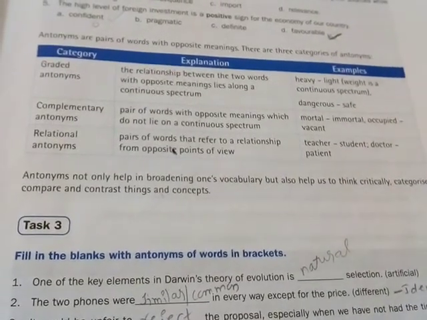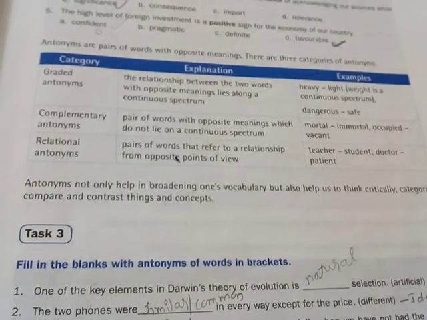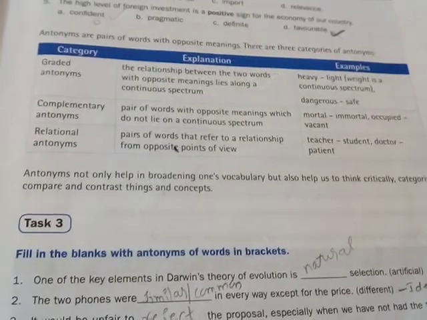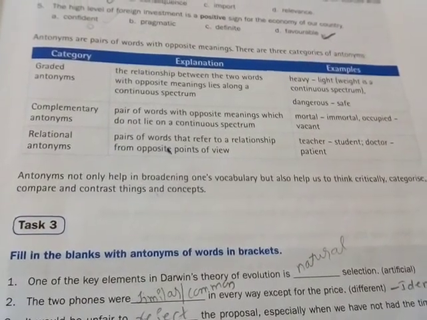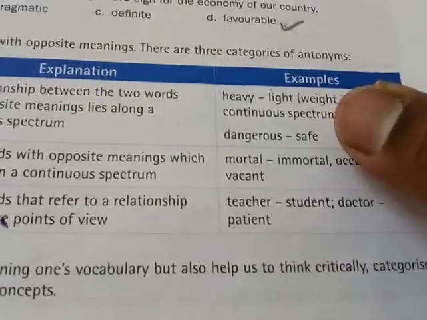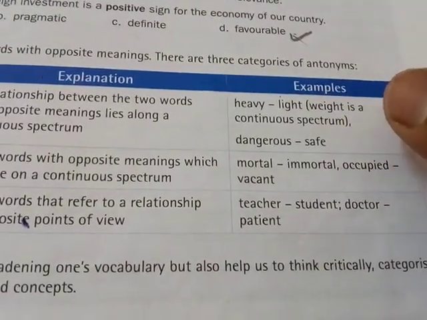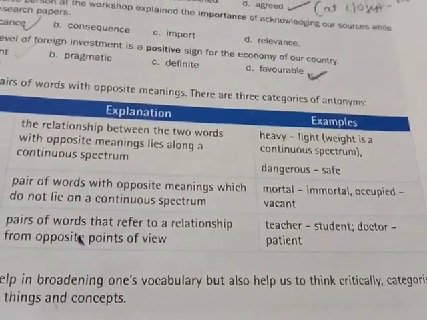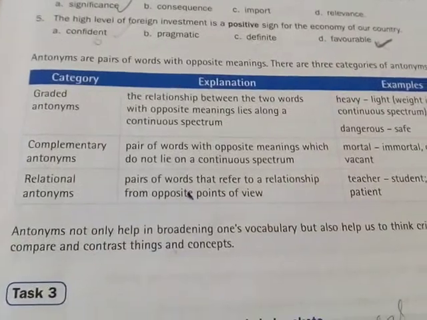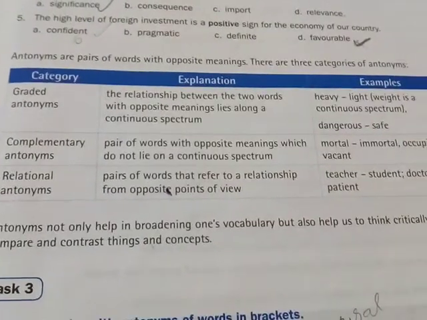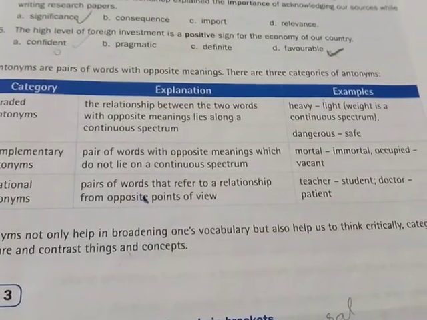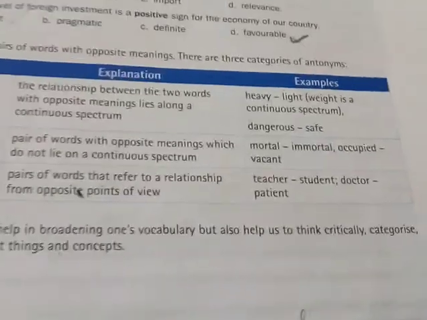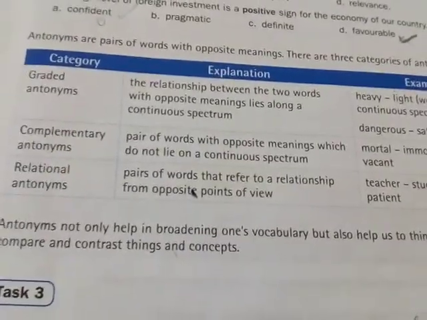So the first category, graded antonyms. Graded antonyms are the relation between two words with opposite meanings that lies along a continuous spectrum. For example, heavy, light, dangerous, safe. So in this kind of antonyms, there is a continuous spectrum. When it comes to complementary antonyms, they are pairs of words with opposite meanings which do not lie on a continuous spectrum. For example, mortal, immortal, occupied, vacant. So this is the difference between graded and complementary.